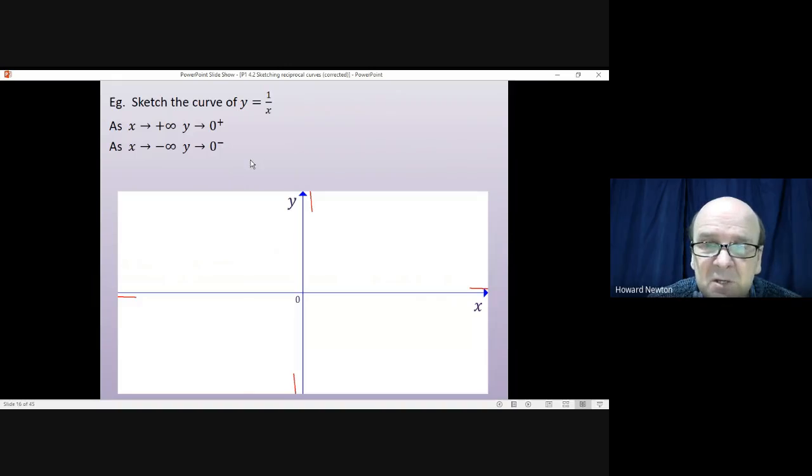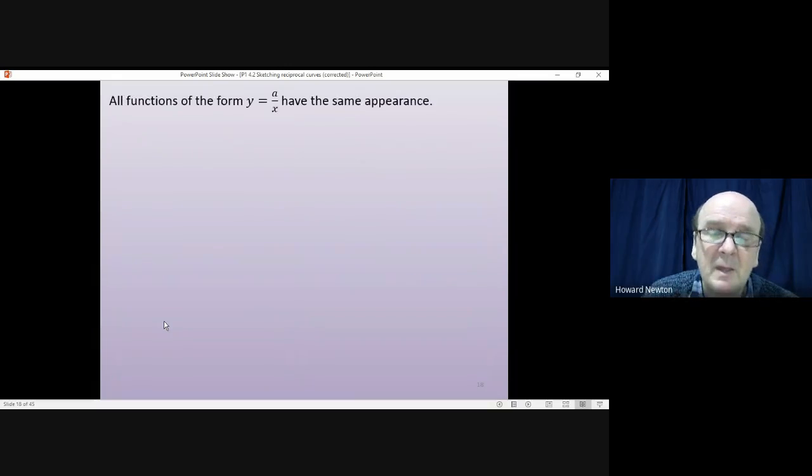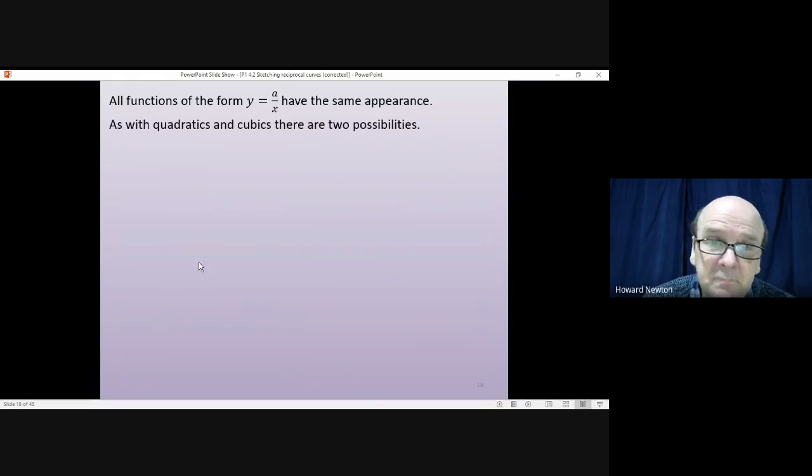We can sketch the curve now, and it will look something like that. So that's y equals 1 over x. Now, all functions of the form y equals a over x have exactly the same appearance. 1 over x, 2 over x, 3 over x, 4 over x, they all look the same. As with quadratics and cubics, there are two possibilities, purely depending on whether a is a positive number, 2 over x, or a negative number, minus 2 over x.